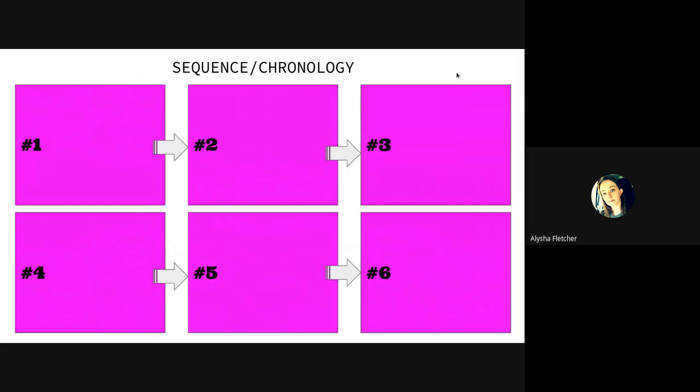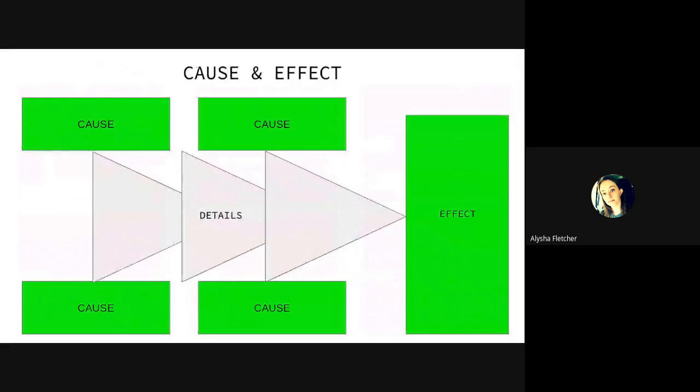Cause and effect can look like this. Several causes. The author will include details about each cause and then end up with an effect of those causes. Or it's possible that you'll have one cause and its details leading towards several effects. So either way it goes, you've got cause leading to effect.